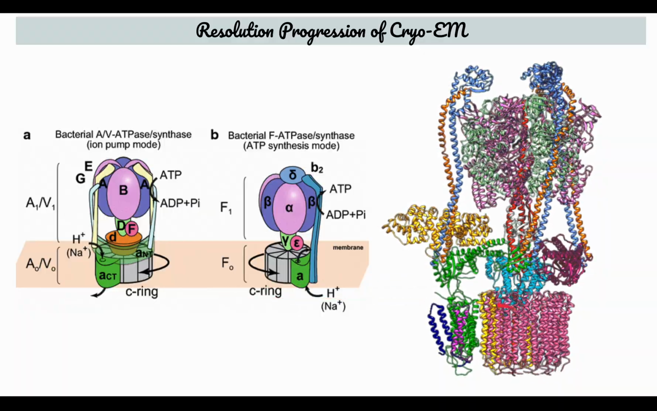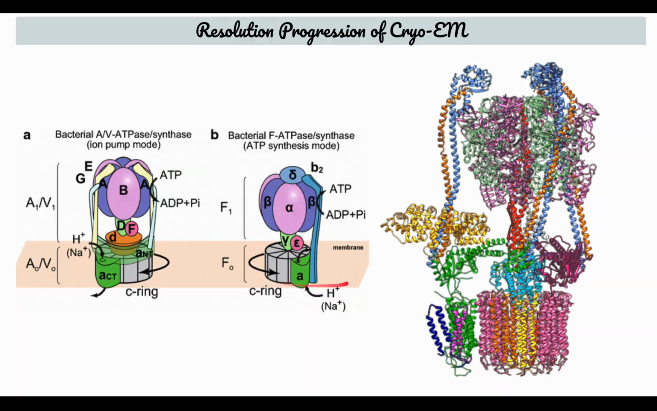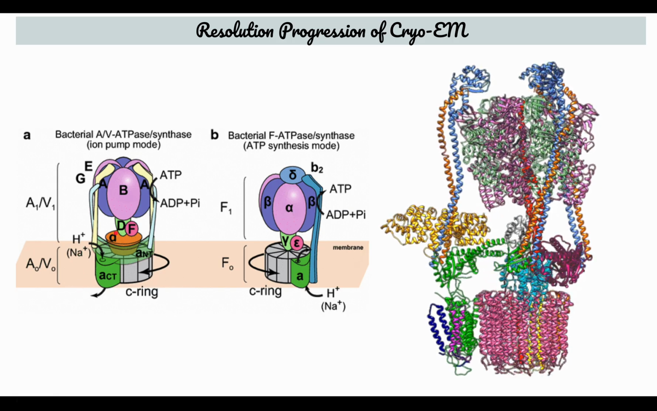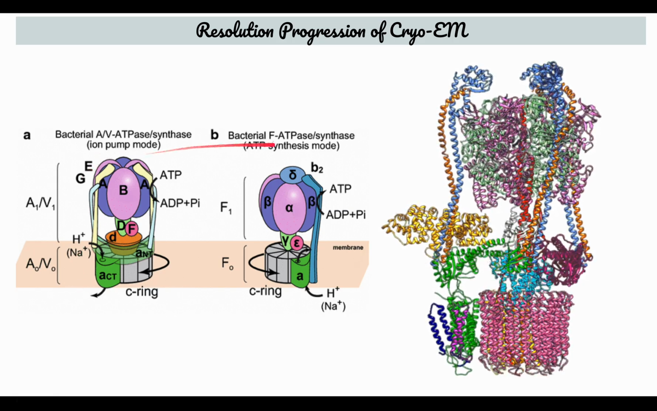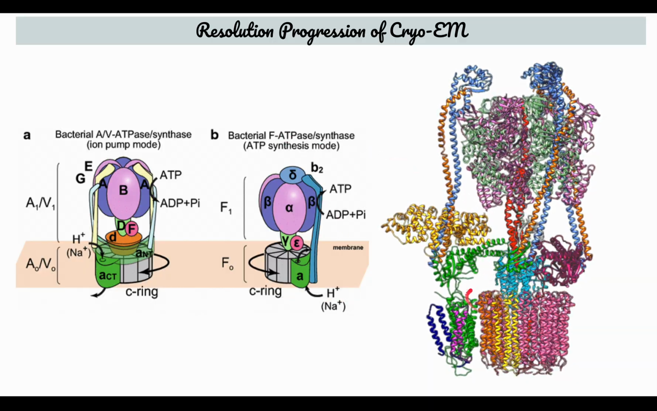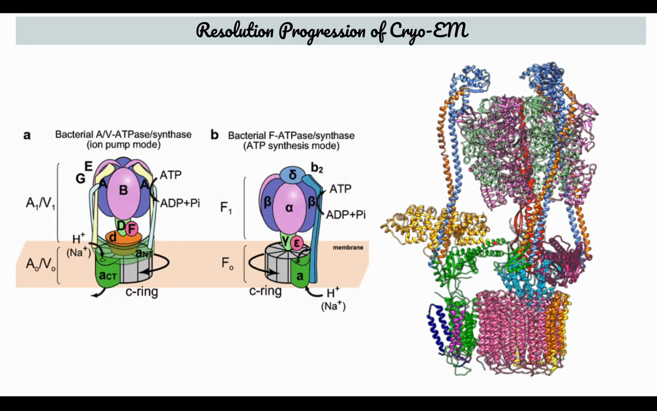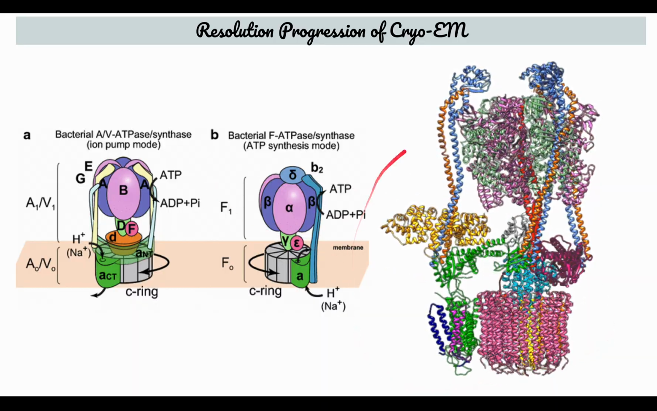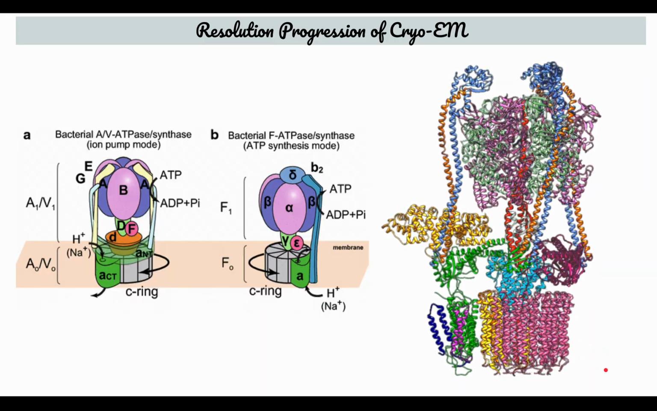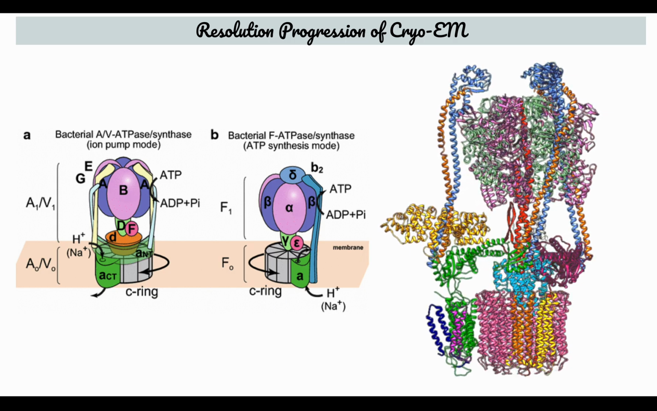So this is a C ring, and this C ring can move either in anti-clockwise direction or clockwise direction. If it is moving in clockwise direction, this is known as ion pump mode. If it moves anti-clockwise, then this is the ATP synthesis mode. In this case you can see this is moving clockwise, so this is currently in the ion pump mode. So this shows you how with the help of cryo-EM we can even see how the conformations change with time and with binding to other ligands or molecules.